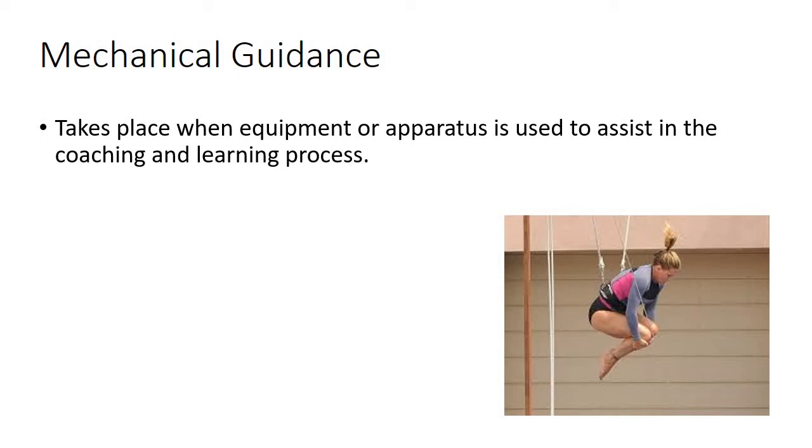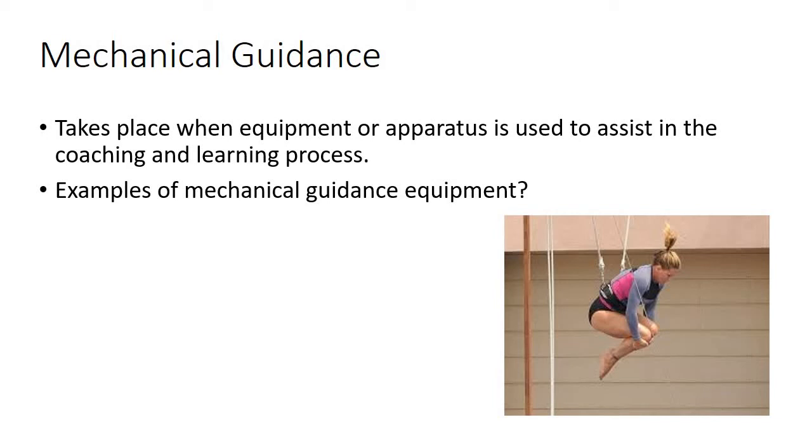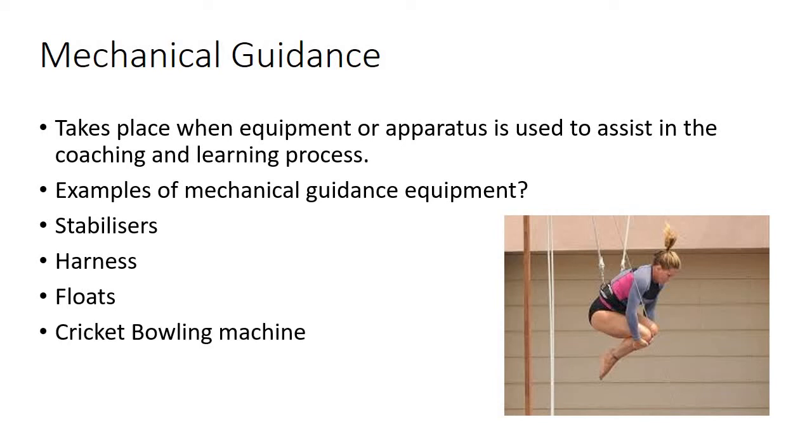Mechanical guidance often takes place when equipment or apparatus is used to assist in the coaching and learning process. We can see a harness being used there in gymnastics. Other examples of mechanical guidance equipment might be stabilizers when someone's learning to ride a bike, a harness in activities such as gymnastics, floats in the swimming example, and possibly a cricket bowling machine or a tennis ball machine can be used when learning those sports. So any piece of equipment or apparatus which is used to recreate a situation.